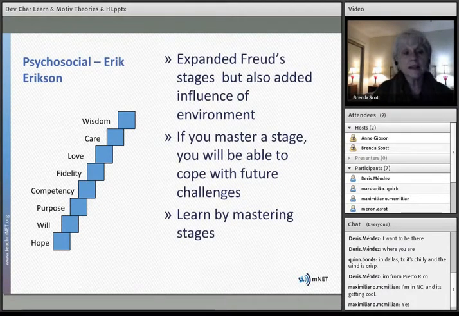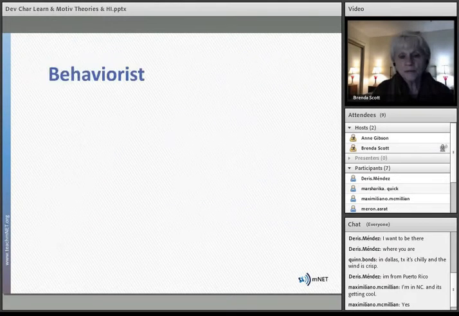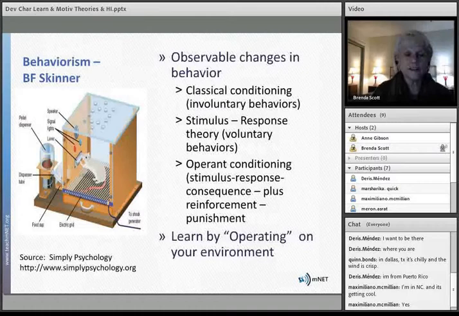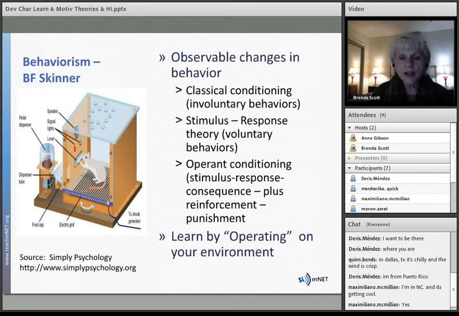But again, he's listed with Freud because he expanded on Freud's ideas. And then along came the behaviorists. Now, the behaviorists, I know you know who's associated with that. B.F. Skinner would be the person most prominent in behaviorist theory.